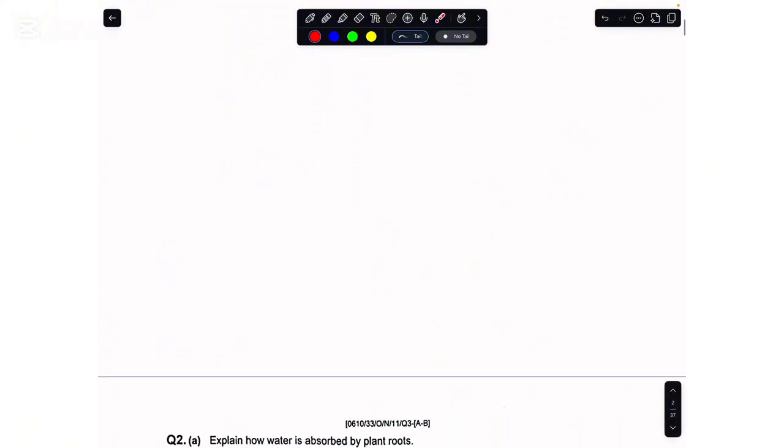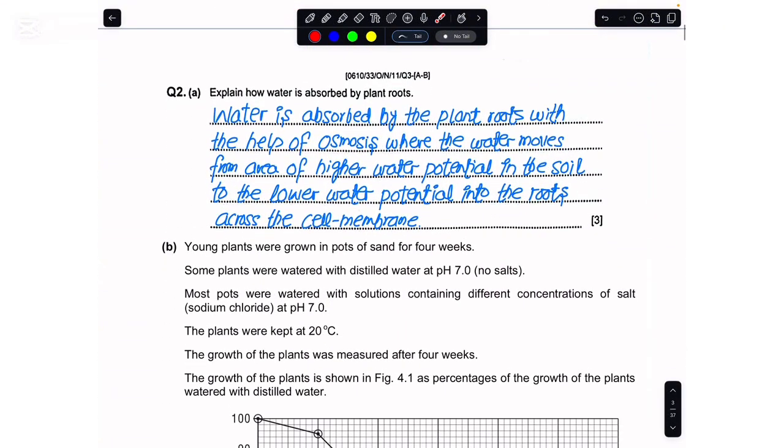If we were to move further to question number two, that actually appeared in the year 2011 for your October-November session, and again here they have asked for a total of 3 marks, how the water is absorbed by the roots. We know that water is absorbed by the plant roots with the help of osmosis. And in osmosis, the water always moves from an area of higher water potential, where the water molecules are more, and we know that is in the soil, to an area of lower water potential, and that exists within the roots, and in doing so the water would be crossing the cell surface membrane. So here you would score a total of 3 marks.